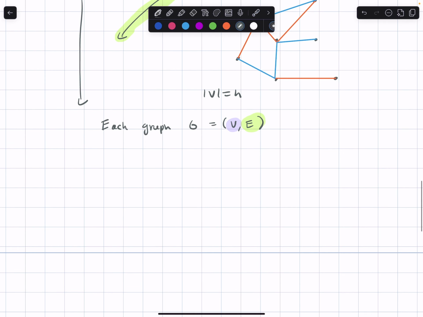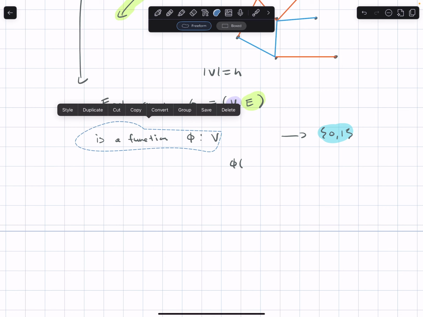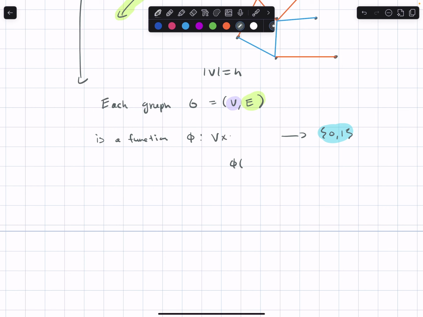Well, each graph G we can think of as a function. We'll call it maybe phi from the set of vertices V to the set {0, 1}. And why the set {0, 1}? Well, the idea is that we're going to say phi of... sorry, not from the set of vertices. Well, I almost made a big mistake. It's from V cross V, so from the set of ordered pairs.